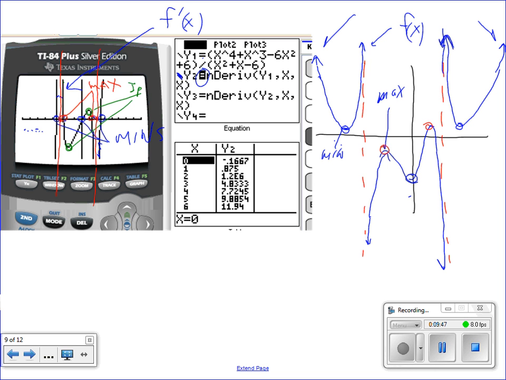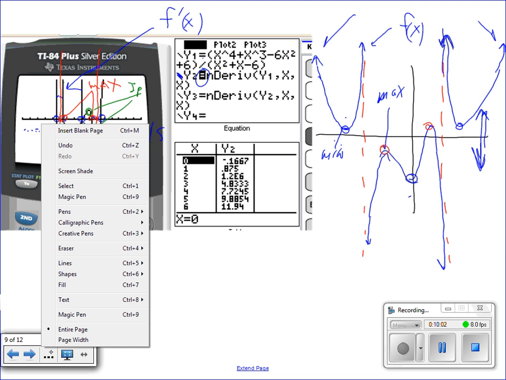Now, do I know these points? All these curves could shift up or down, right? I don't know the absolute value of what the y values are. I'm just getting the look of them.